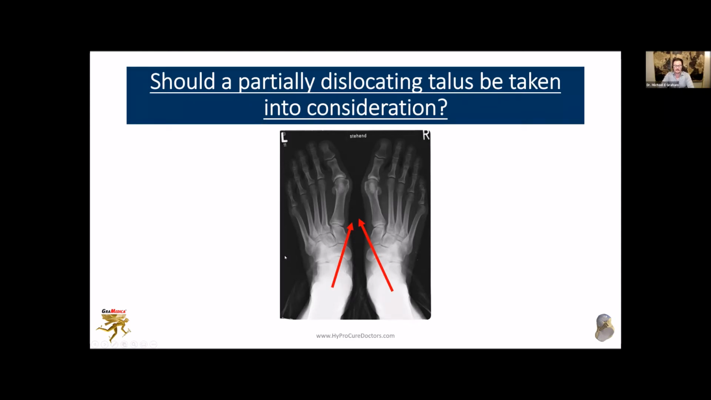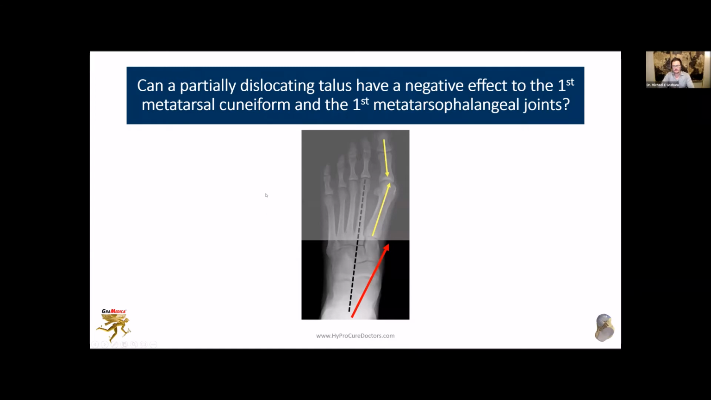Immediately we see that there is a partial dislocation of the talus on the calcaneus. Okay, this is a recurrent talotarsal joint dislocation, a subluxation, whatever you want to call it. This is a pathologic deformity that has severe and major consequences to the structures of the medial column of the foot, specifically onto the first metatarsal bone. And that's what the rest of this presentation is going to really look at.